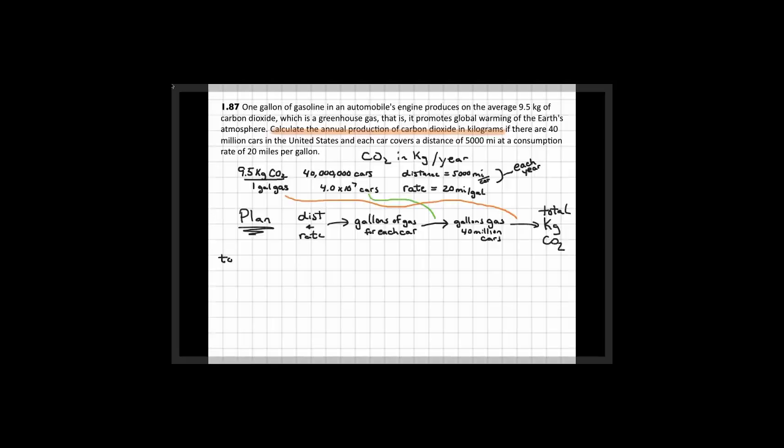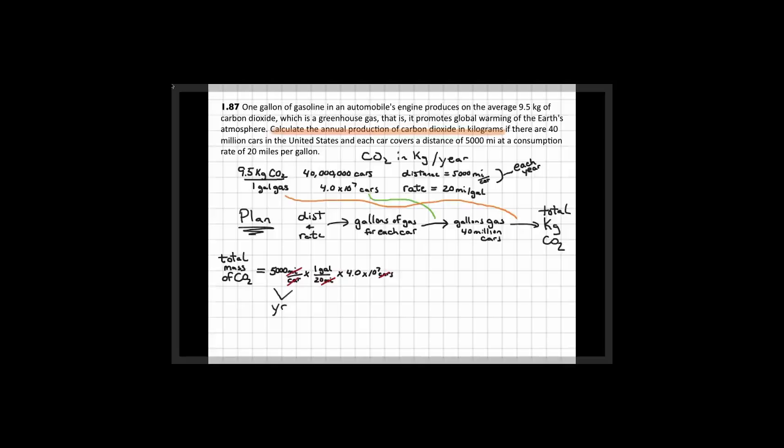I'm going to start by writing out again what we're looking for: total mass in kilograms of CO2, and that we're going to start with our 5,000 miles per car. Okay, and remember that's in a year, times 1 gallon per 20 miles. So notice that I've inverted that so that the miles will cancel out, leaving us with units of gallons, which is where I would like to be next. We're going to take that times 4.0 times 10 to the 7th cars, and then cars will cancel out, still leaving us with gallons as our unit.